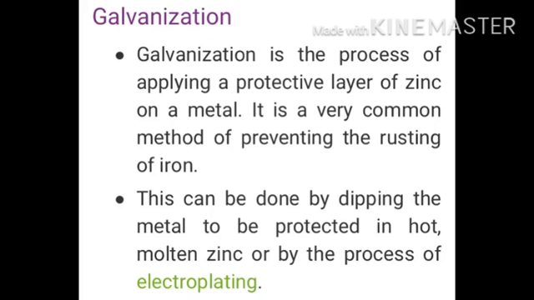Now, the second method to prevent rusting is galvanization. Galvanization is the process of applying a protective layer of zinc on a metal. It is a very common method of preventing the rusting of iron. This can be done by dipping the metal to be protected in hot molten zinc, or by the process called electroplating. In galvanization, coating of an iron object with a thin layer of zinc is called galvanization.